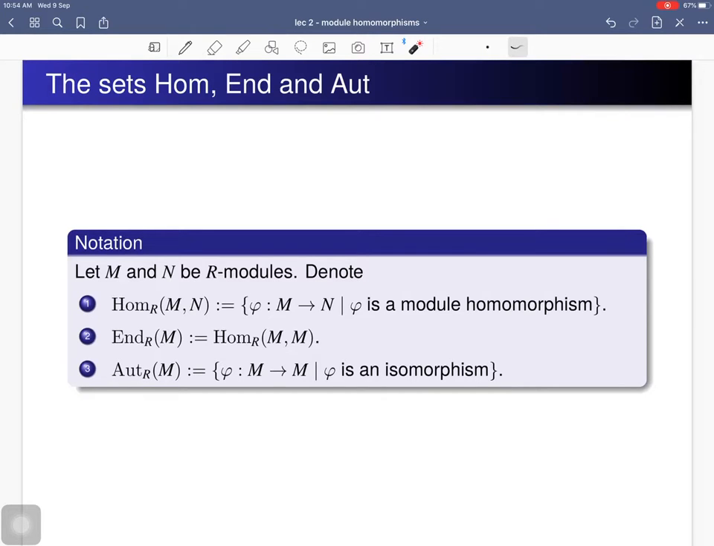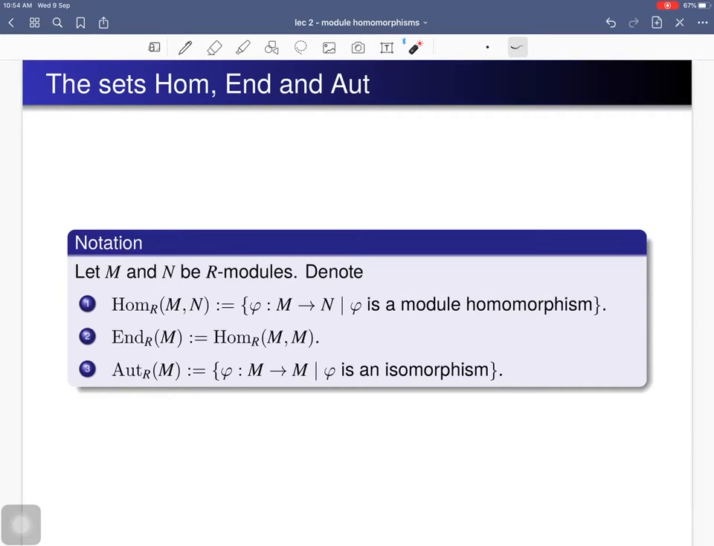And if both domain and codomain are the same, so let us say M comma M, so Hom of M comma M, we give it another name, it is just End of M, that means it is the collection of all the endomorphisms from M to M. Okay. So the collection of all automorphisms from M to itself, we just denote in this way, Aut of M. So we can see that this is a subset of this one.